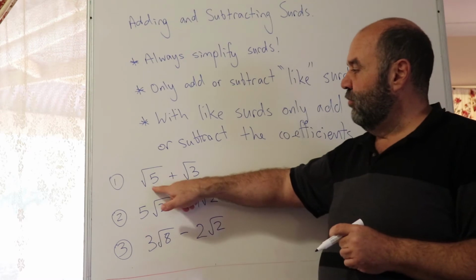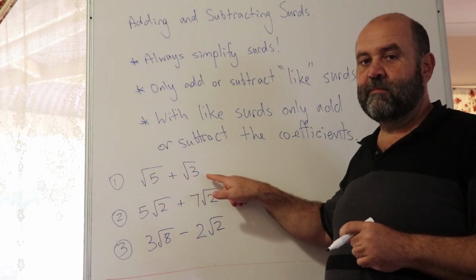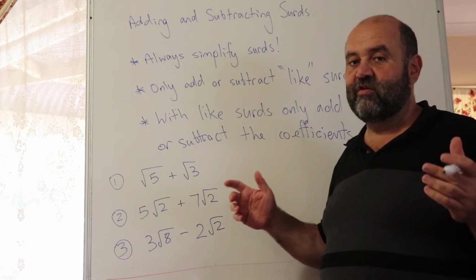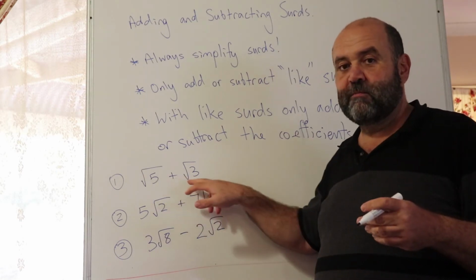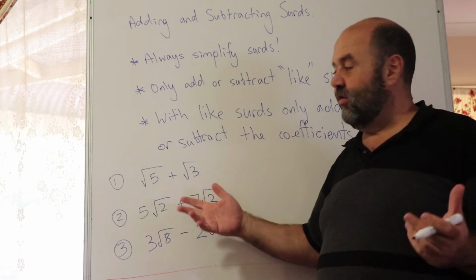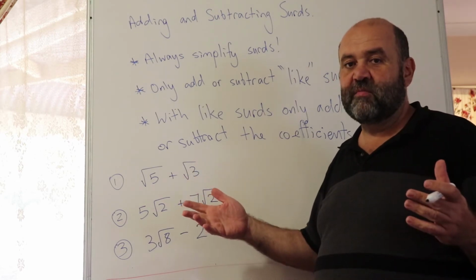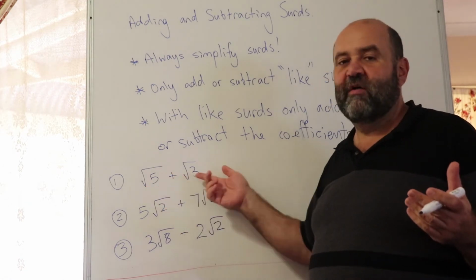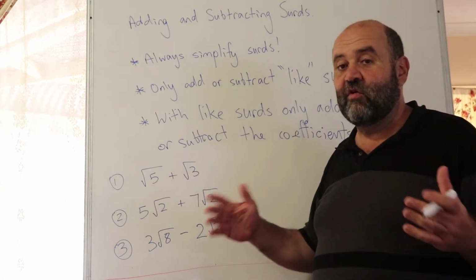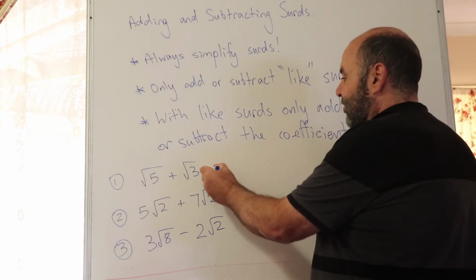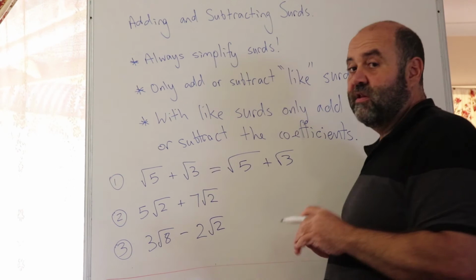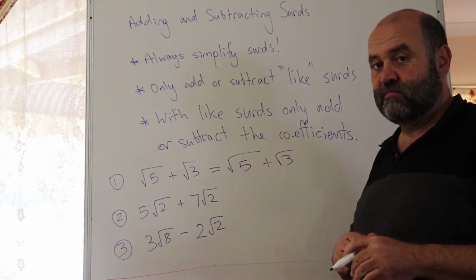So look at this, root 5 plus root 3. Well, remember, I can only add or subtract like surds. Are these like? No, they're not. They're not like surds. I can't add or subtract them. I can't simplify them. There's no square number that goes into 5 or that goes into 3. There's nothing I can do with these. Root 5 plus root 3 is just root 5 plus root 3. That's it. There's nothing more I can do.